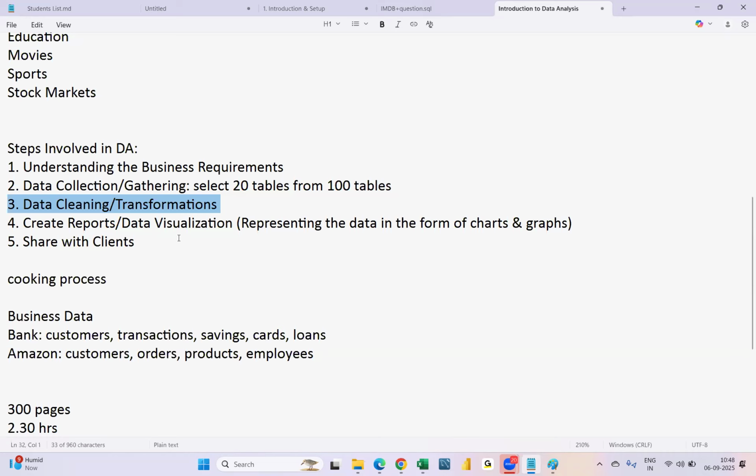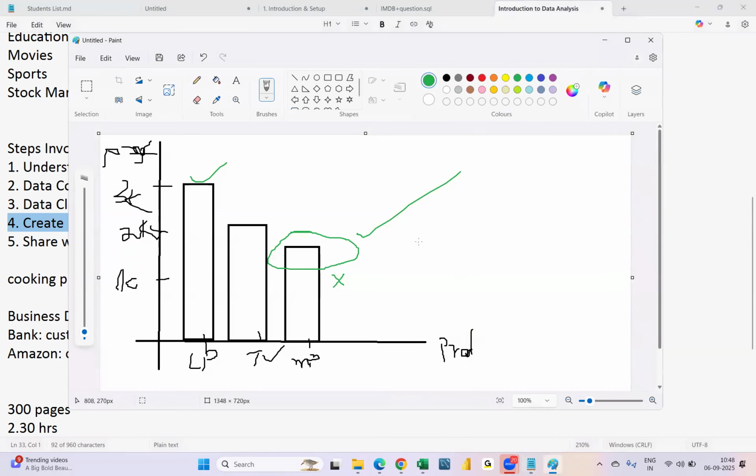And once you are ready with all the cleaned vegetables, then you'll start preparing the food item. You'll keep the vessel and you'll add the biryani masala and everything. You're going to prepare some nice food item by the end. So that is like these charts and graphs.